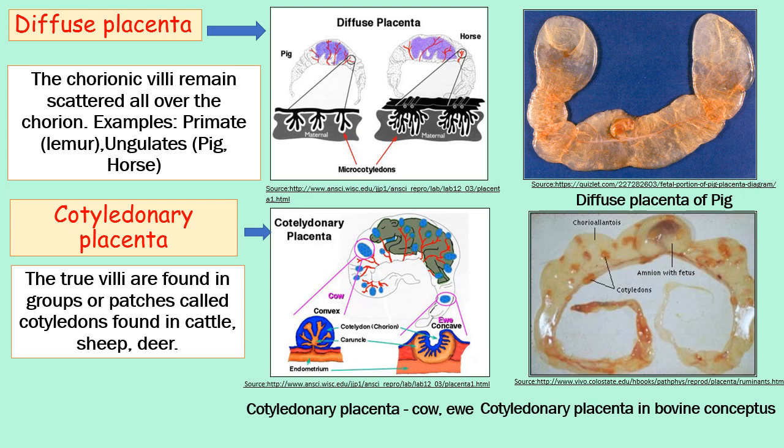Now let me define each and every type of placenta according to their classification. In diffuse type of placenta, the chorionic villi remain scattered all over the chorion. Examples are the lemur, pig, and horse. In cotyledonary placenta, the true villi are found in groups or patches, and these groups or patches are called cotyledons. This type of placenta is found in cattle, sheep, and deer.